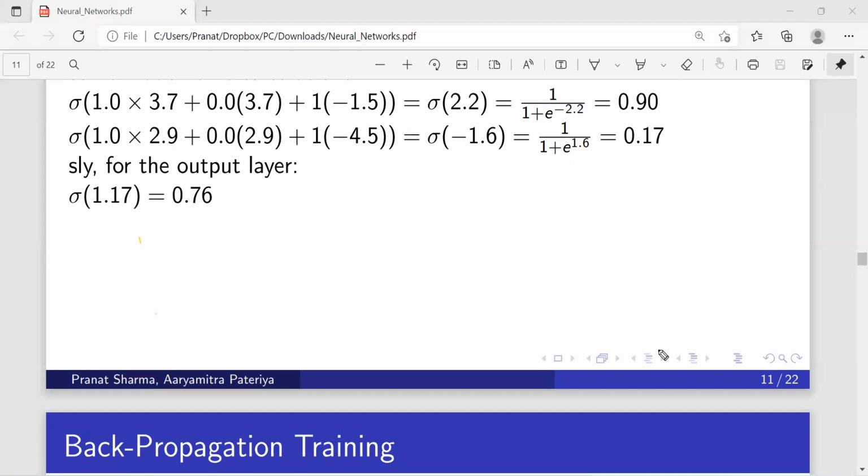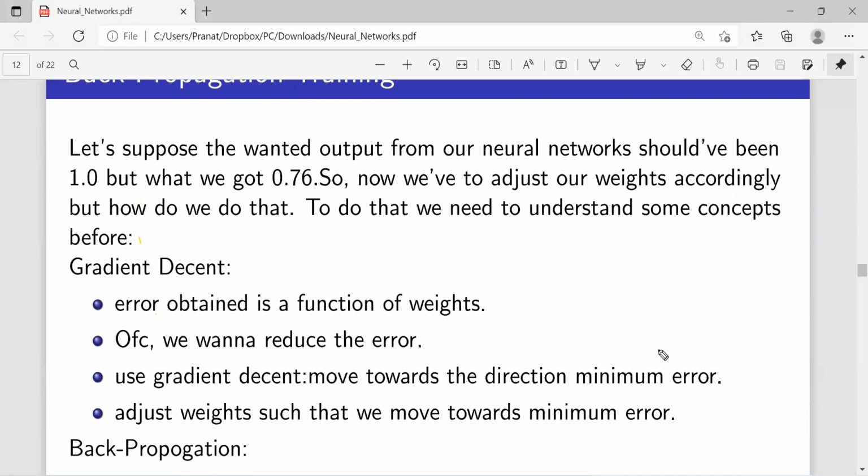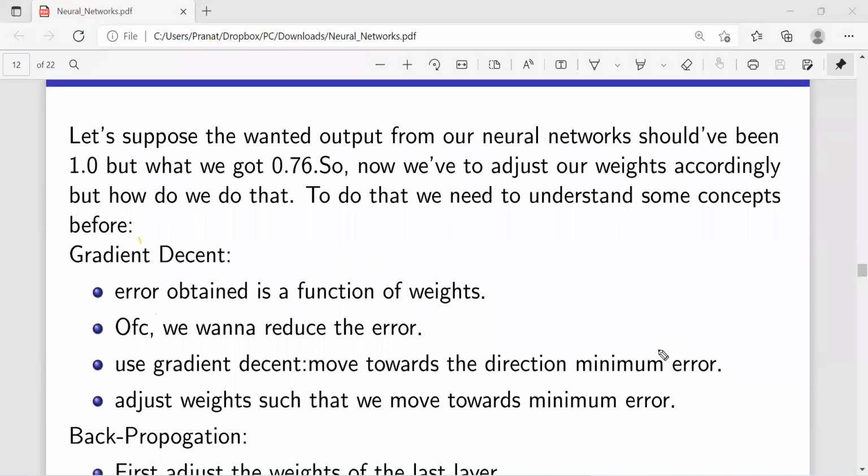Well, we use what's known as backpropagation training. Let's suppose the output should have been 1.0 and we got 0.76, so we have to adjust our weights accordingly. Again, we can only adjust weights. We cannot adjust our input data or anything else. We can only adjust weights because biases are just constants. So we adjust the weights such that we get more accuracy. We go towards more and more accuracy, right? Obviously, we want a more accurate model.